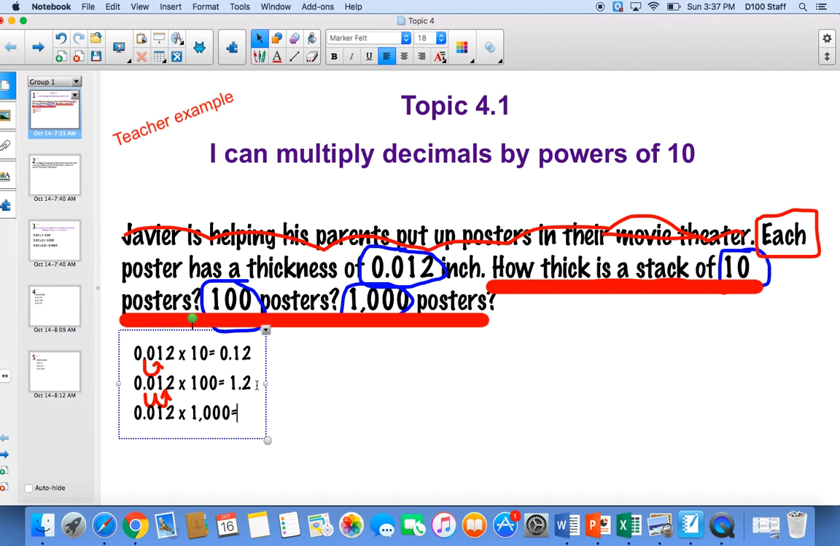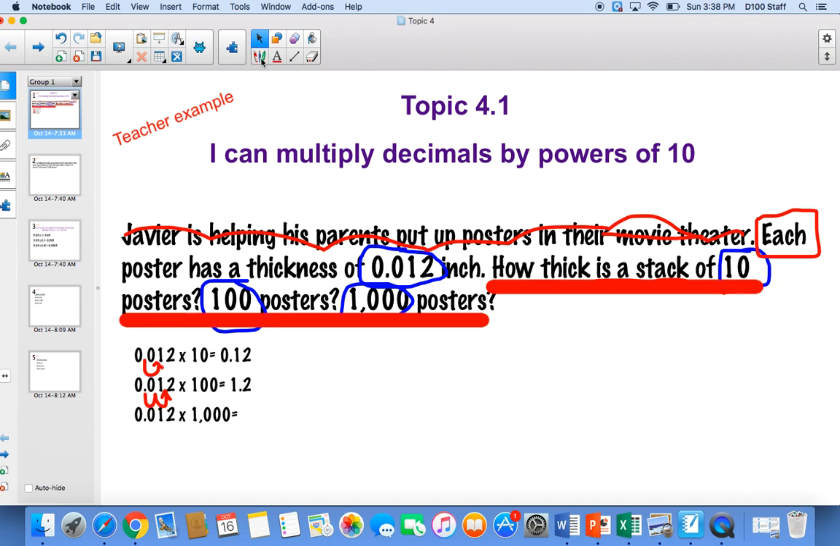All right, I want you guys to try this one on your own. So we know that we have 3 zeros here, so we're going to move our decimal over 3 places. I want you guys to tell me what the product is for this problem. Go ahead and click submit when you're ready.